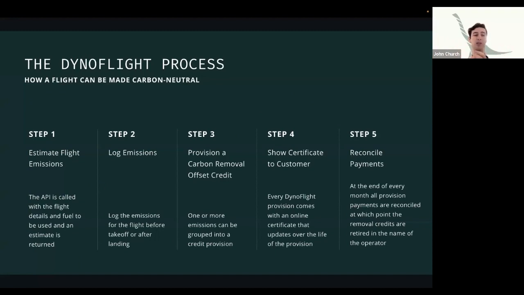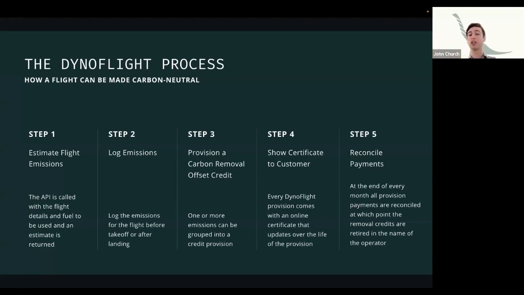So the first step is to estimate the flight emissions. So you can imagine customers asking to take a flight, estimate how many tons of carbon are going to be emitted by that flight. Step two, you log the emissions. So for every flight that you take, you should be calling our logging endpoint so that you can see the impact of your fleet over time by recording the emissions.